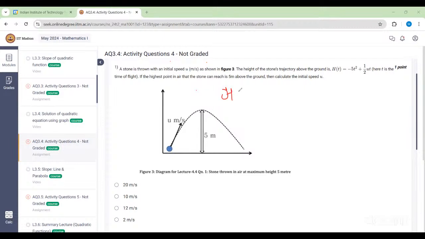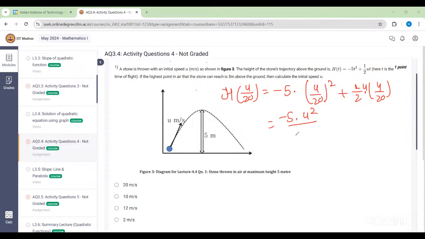See, we have to find out h of u by 20. So this is the same as minus 5 into t square, that means u by 20, the whole square. And plus 1 by 2 into u, in place of t we have u by 20. If you solve this, it will be minus 5 into u square by 20 square. So 20 square is 400. Plus, again u and u is there, so again 20 square, 2 into 2, will be 400. Now if you take LCM, the LCM will be 400.